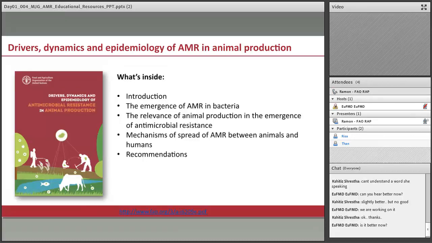Basically, this provides brief information on the context of epidemiology specific to AMR in animal production. It talks about emergence of AMR in bacteria, and the relevance of animal production in the emergence of antimicrobial resistance. So it's very veterinary compared to the other sites.